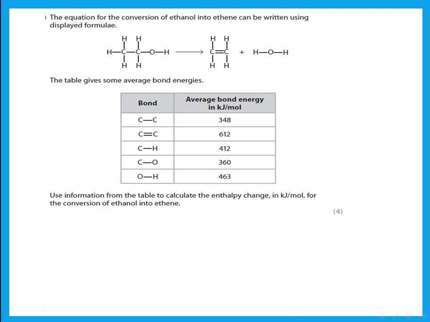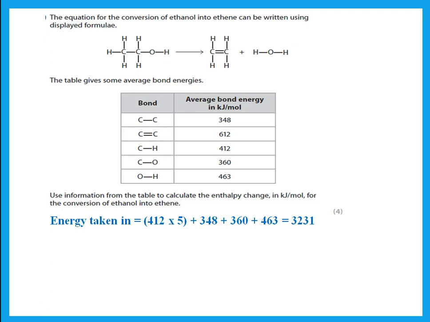Another type of this reaction, we have again an equation, and he's telling me calculate the enthalpy change. So let's look at the bonds. I have C-H bonds. Each C-H will need 412. How many C-H bonds do I have? I have 5 C-H bonds. Can you see that? That means 412 times 5.